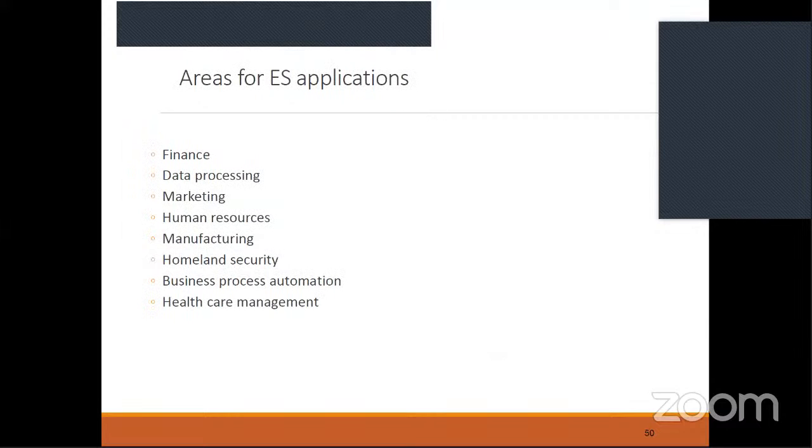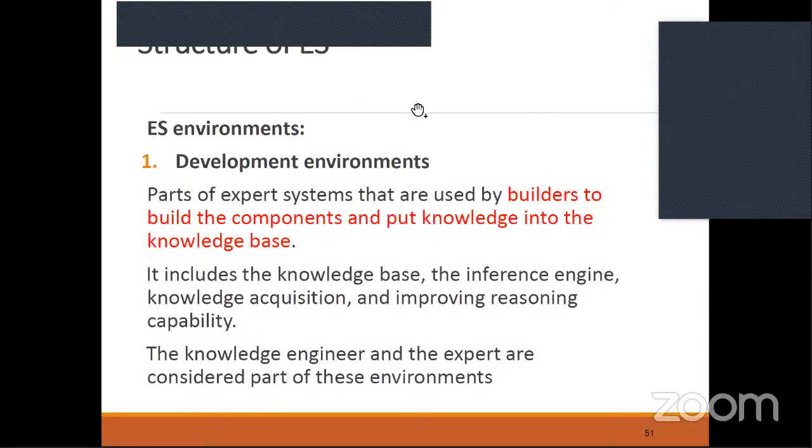These are some of the areas where we can apply our expert system: finance, data processing, marketing, human resource, manufacturing, homeland security, business process automation, and healthcare management. All these are areas where expert systems can be applied. So this is the structure of an ES system.